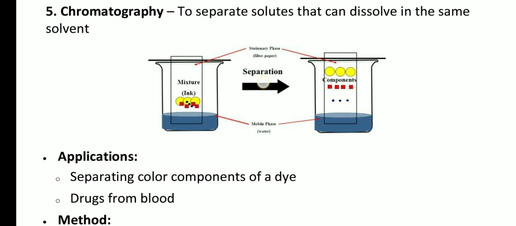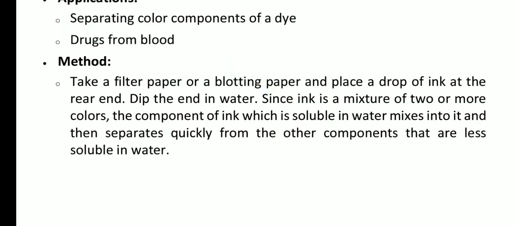Its method is to take a filter paper or a blotting paper and place a drop of ink at the rear end. Dip the end in water. Since ink is a mixture of two or more colors, the component of ink which is soluble in water mixes into it and then separates quickly from the other components that are less soluble in water.